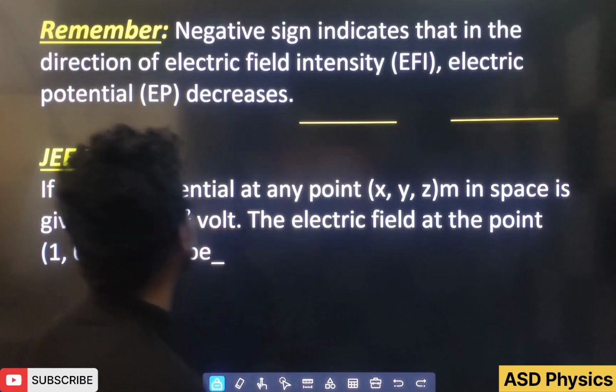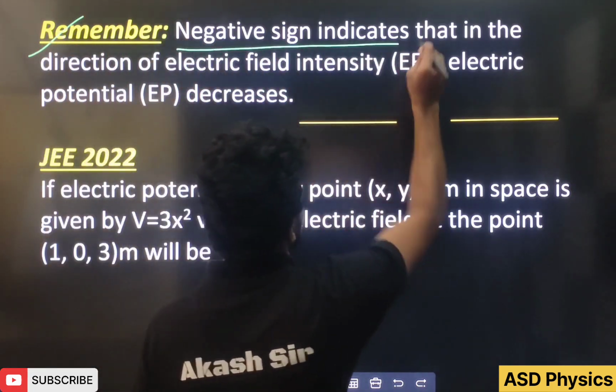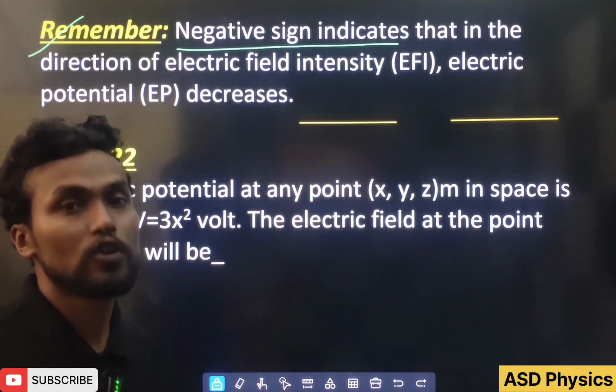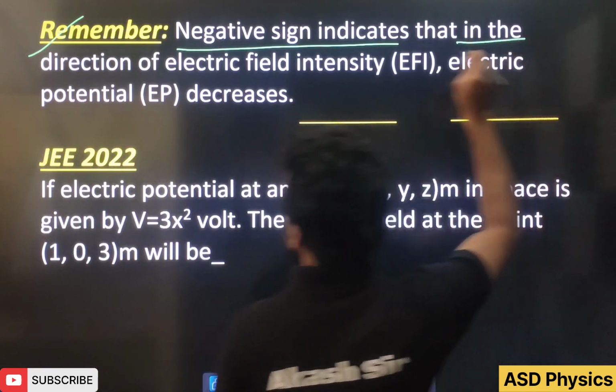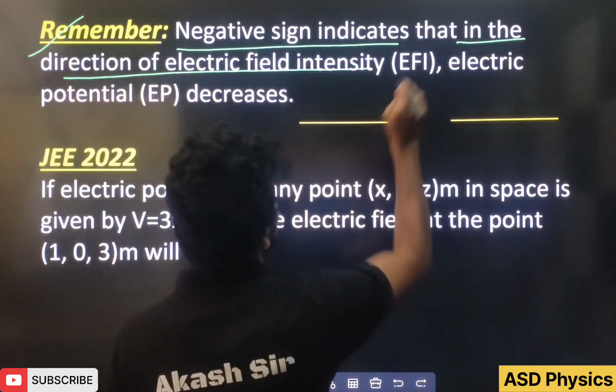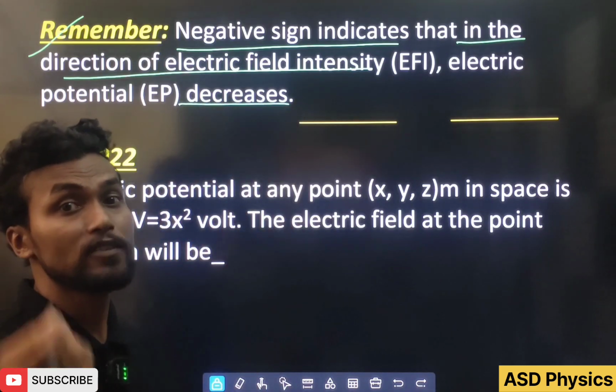See students, remember the negative sign indicates something. Now we have seen that dV equals minus E dot dr. Minus is coming everywhere, so this negative sign indicates that in the direction of electric field intensity, electric potential decreases. Remember that very well.